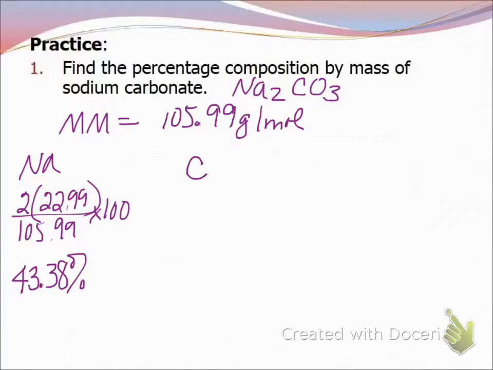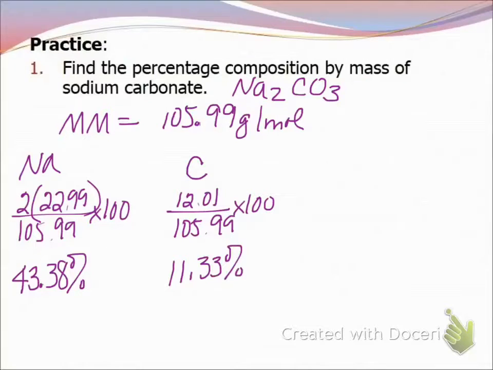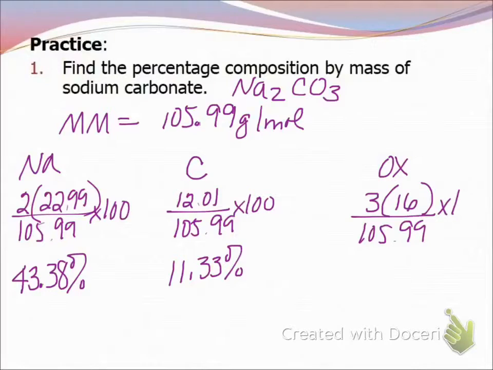Okay, so then I would do carbon. It doesn't really matter what order, it's just easier to do it in the order of the compound. So then I would do 12.01 divided by 105.99 times 100. I got 11.33. Does anybody else get that? Yep. And then I have oxygen, so I would do 3 times 16 divided by 105.99 times 100.